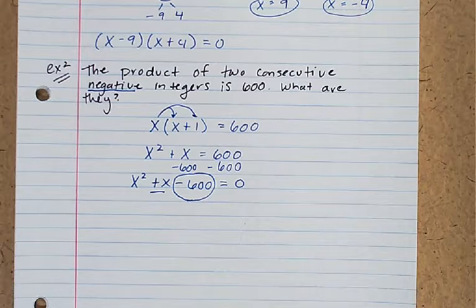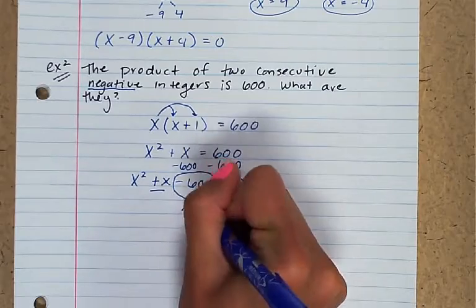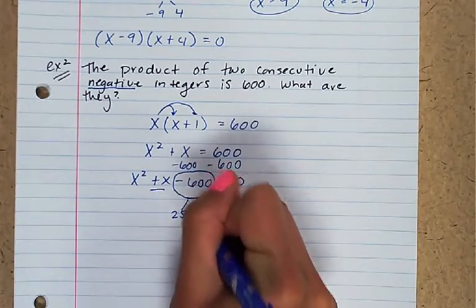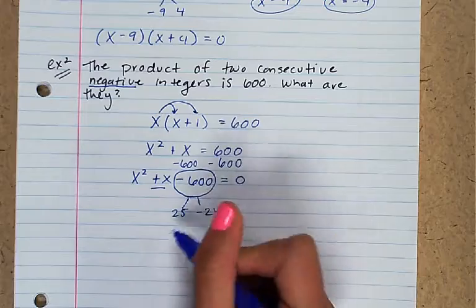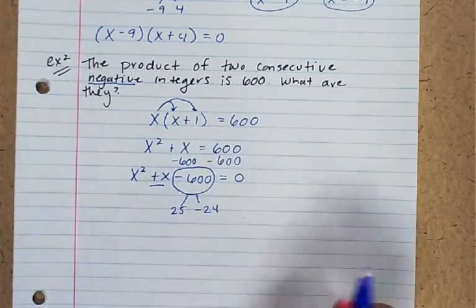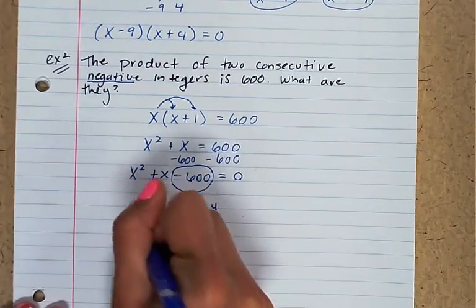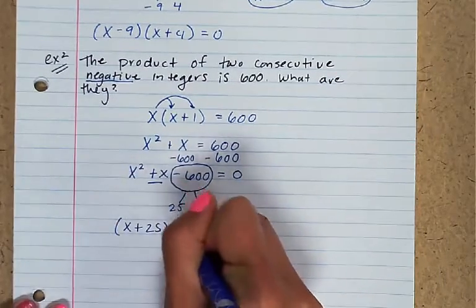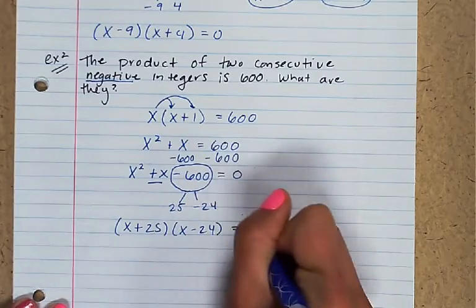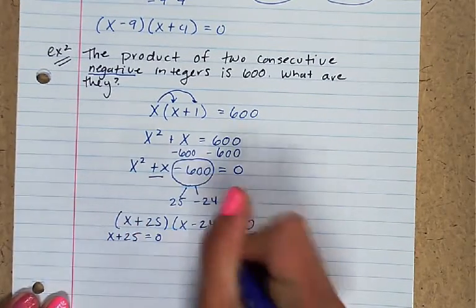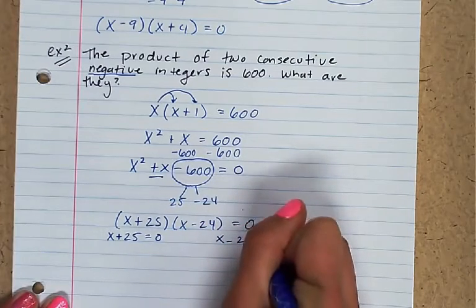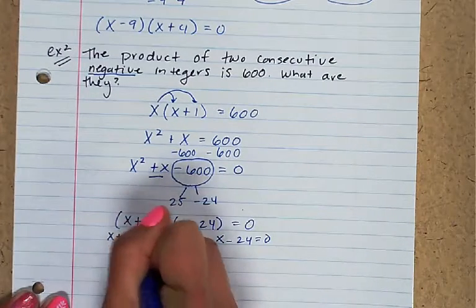In your calculator, you could guess and check a little bit. The solution here would be a positive 25 and a negative 24. That multiplies to make negative 600. 25 minus 24 is 1. So this factors into (x plus 25)(x minus 24). So either x plus 25 equals 0 or x minus 24 equals 0.